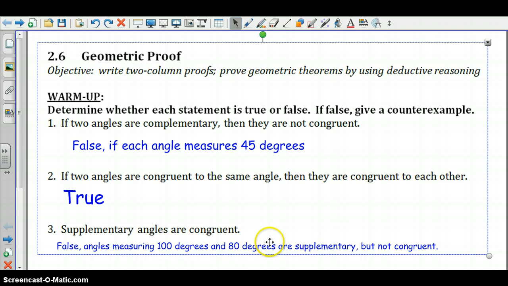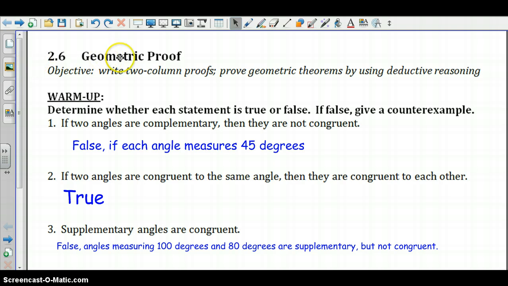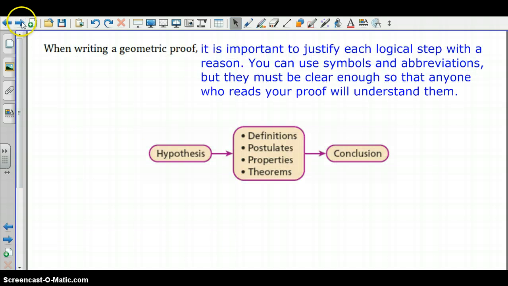So now that we've done a little bit of a warm-up, let's take a look at our geometric proof lesson, where we will write two-column proofs and prove geometric theorems by using deductive reasoning. This lesson video will be organized a little bit differently. We're going to put all of the vocabulary and theorems and postulates right at the beginning of the video. We're going to go through all of that first, and then we will take a look at examples in the second portion of the video.